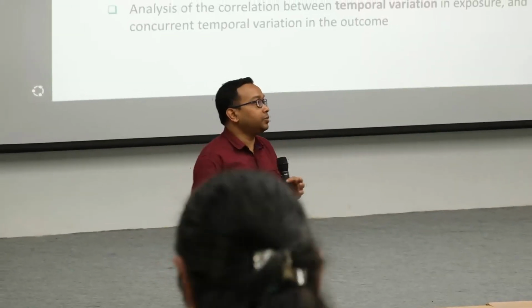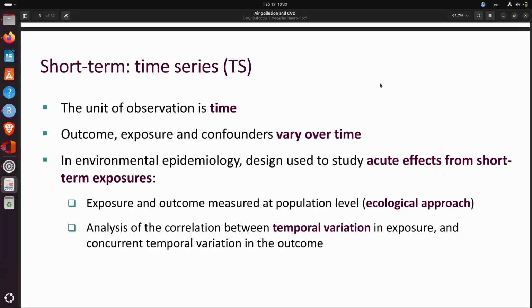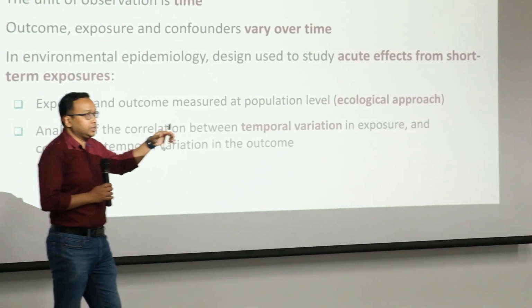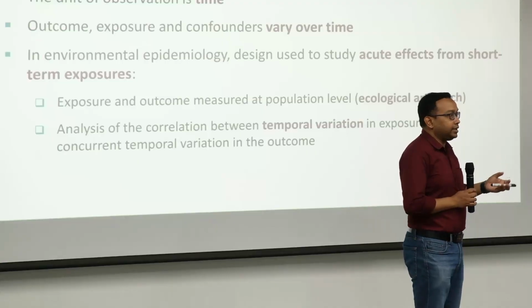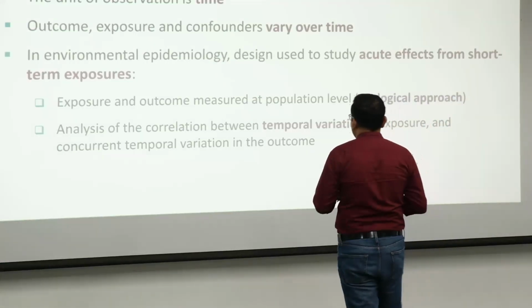So in the earlier example, when we had hypertension and how PM 2.5 affects it, if hypertension is evaluated at one time point, then it is not varying over time, right? Each individual is measured once. Here, your outcome, exposure and the confounders would vary over time, so the challenges come in multiple ways, right? Usually exposure and outcome are measured at the population level. What I mean by population level is that it is not individual level data; it's aggregated data at some spatial unit.